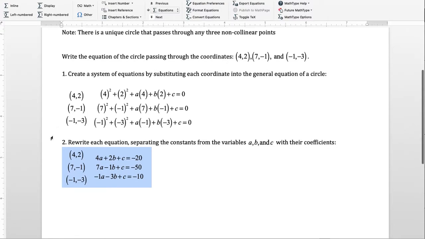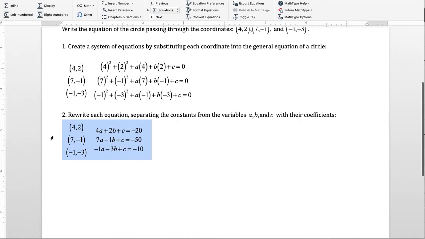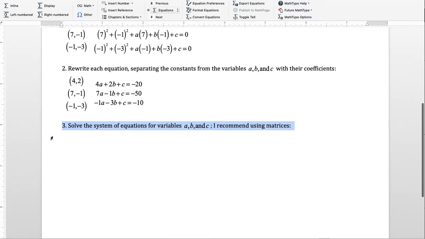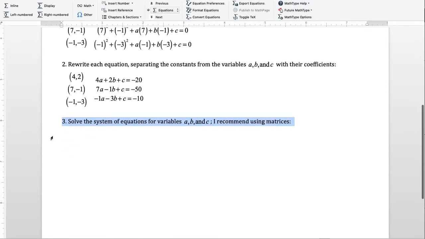Now, we've got a system of equations. We could do this by hand. We could graph in 3 dimensions. Whatever we're going to do, we need to solve our system of equations and find those values for a, b, and c. And of course, we've spent some time on it. I'm going to recommend using our matrix algebra, our systems of equations solved by matrices.